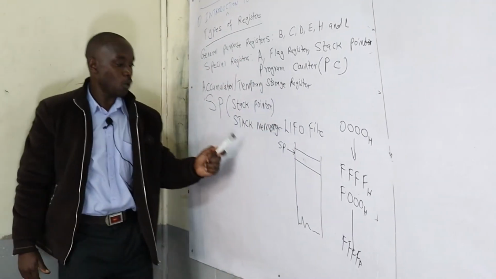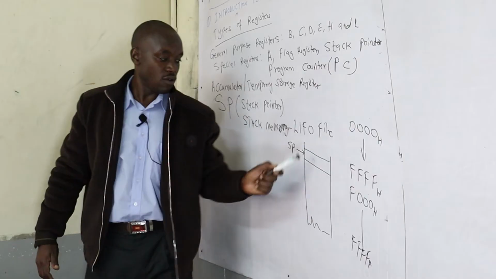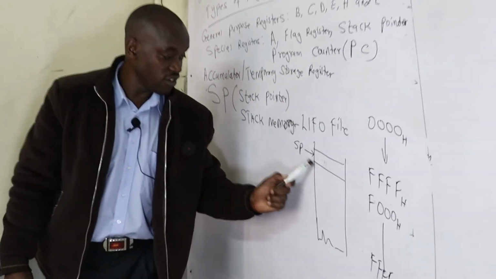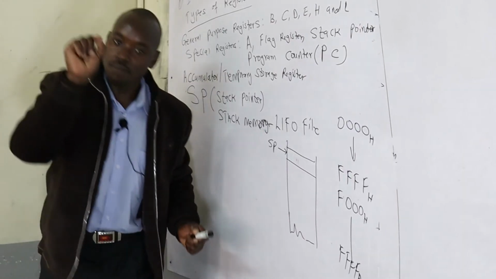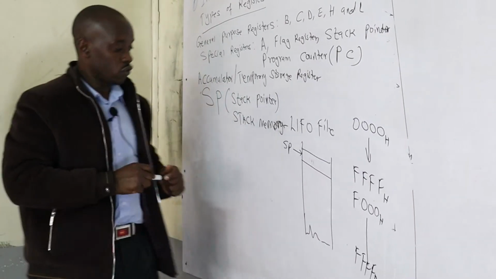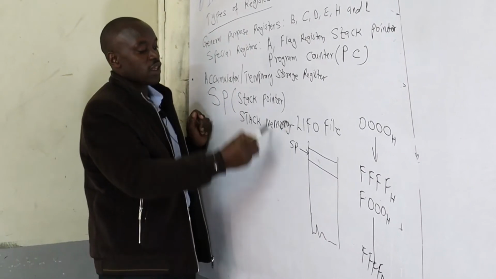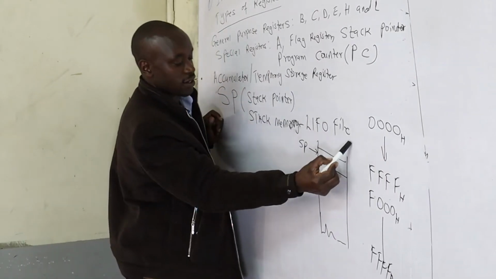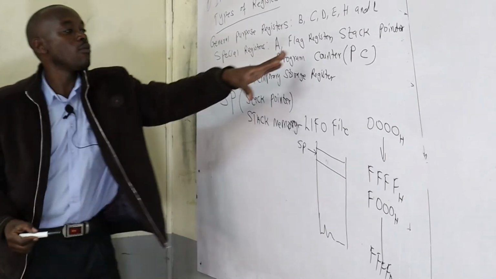So basically, when you want to talk about stack operations, we shall be talking about the stack pointer. Make sure you remember, the stack pointer points at the top of stack memory. A stack memory is a LIFO file. Now, the program counter, PC.